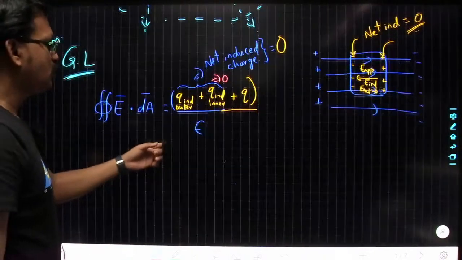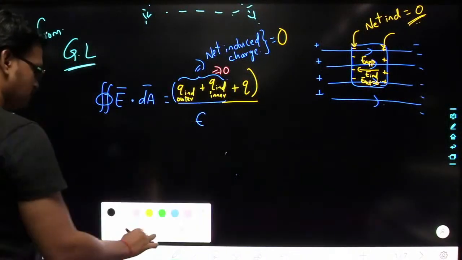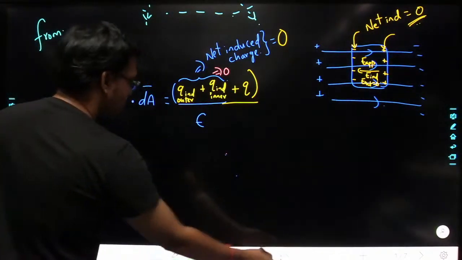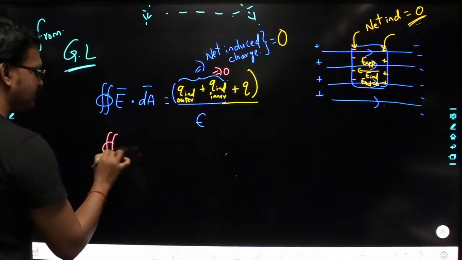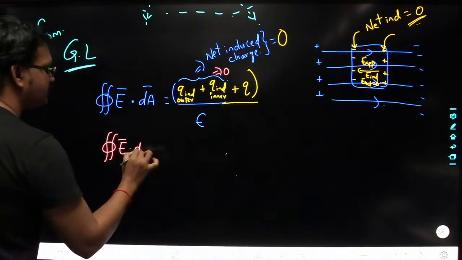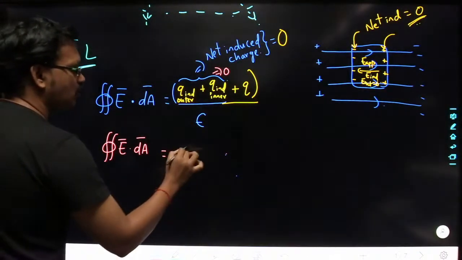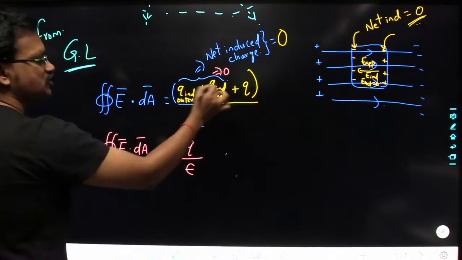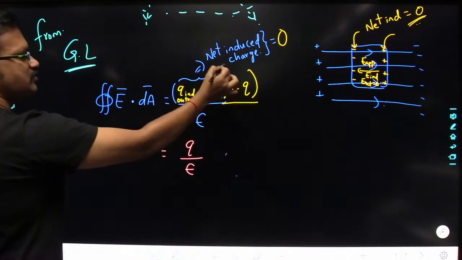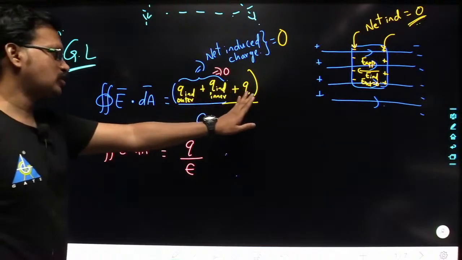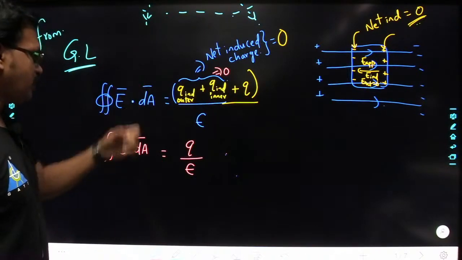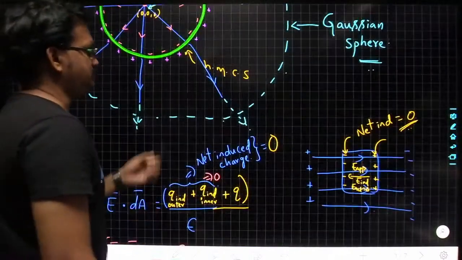So if this becomes equal to 0, then what is the electric flux leaving the Gaussian sphere? It will become simply Q by epsilon. So these two will become 0. If you add these two, the net charge will become 0. So what charge are you left with? That is plus Q. So plus Q by epsilon.